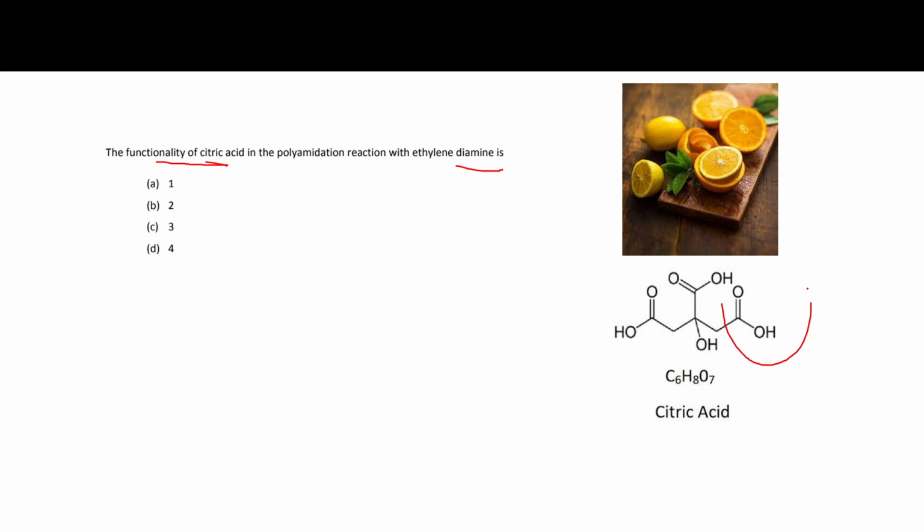There will be three COOH groups present in the molecule, and ethylene diamine will have this structure: ethylene with amine on the two sides. So we have to calculate the functionality of this molecule. What will be the functionality of this molecule?